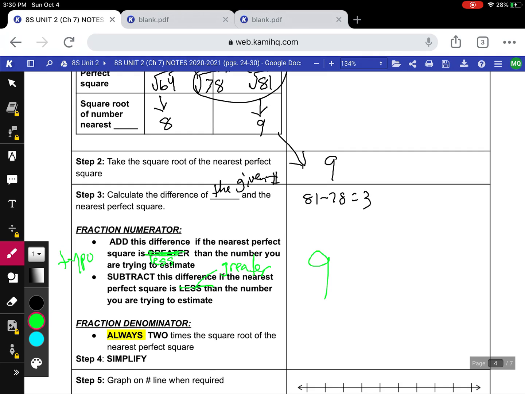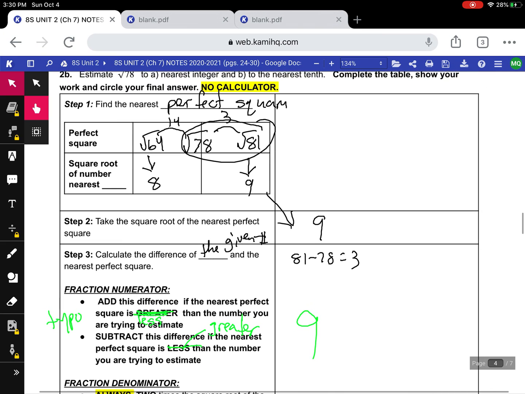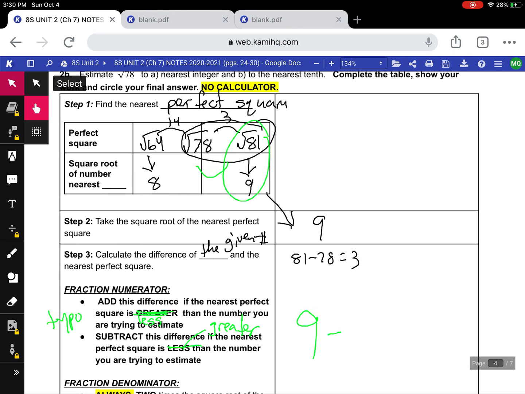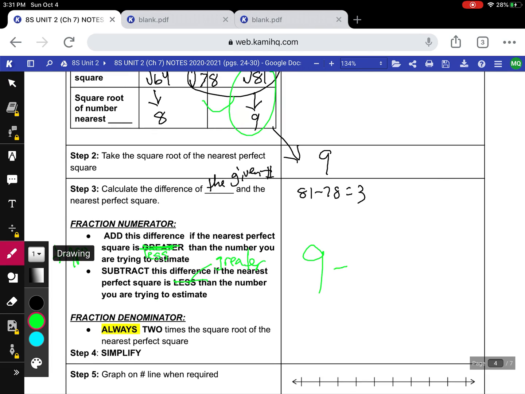So we're starting with 9. We said that's the closest square root. Let's go up here. If I'm at 9, right here, I want to get to 78. I want to get a little bit smaller. So I need to subtract a little bit from 9 to get closer to 78. And now I just do the same process I've been doing.